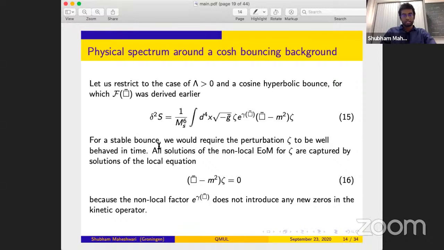If you want to have a stable bounce, we need to see how the scalar mode behaves in time all across the evolution of the universe. For that, you vary the action with respect to zeta and you get the equation of motion. You will get an exponential of gamma of box on the left hand side, but since I'm only considering a homogeneous equation, the right hand side is 0. So this exponential factor you can effectively just remove. The equation of motion that you need to solve for zeta is simply equation 16, where this box bar means that the background is an FRW background, where the scale factor is given by this cosine hyperbolic term.